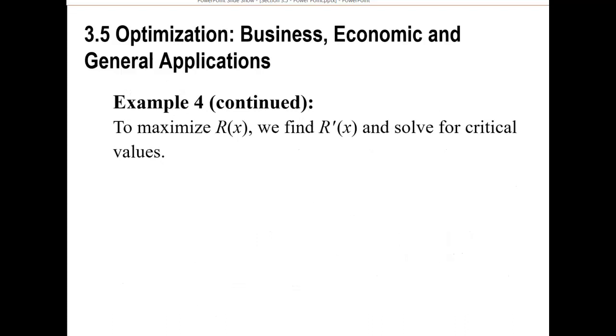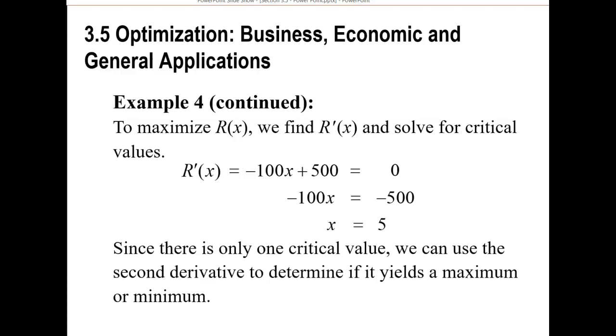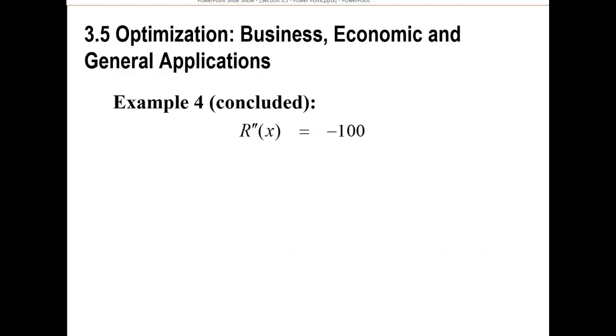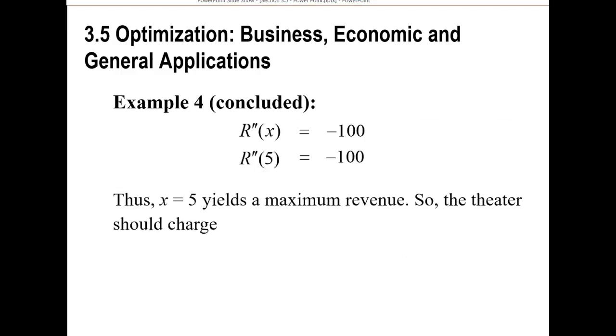So to maximize revenue, we're going to find its derivative and find the critical values. So there's the first derivative, set to 0. Subtract 500, divide by 100, you get 5. One critical value means you can use your second derivative to figure out if you have a max or a min. Second derivative is negative 100, that's a negative number. Thus, that critical value yields a max.